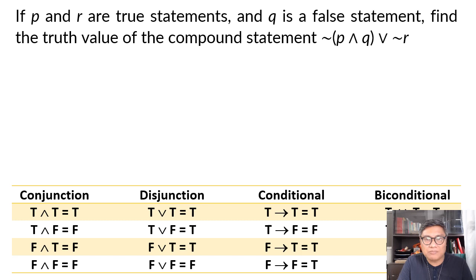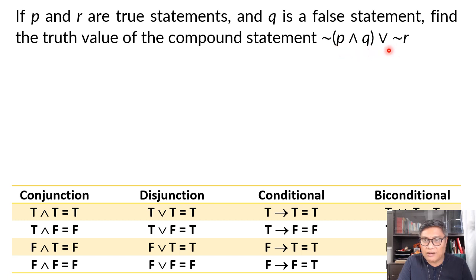So say for example, if you are going now to validate or evaluate certain compound statements given that the statements are true or false, then what would be the result if you're going to evaluate it? So say for example, if the statements P and R are true statements and Q is a false statement, then find the truth value of the compound statement as given.